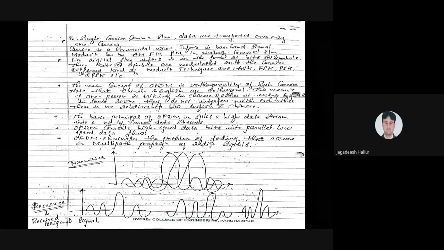I told you there are two carriers. One is a sinusoidal and one is a digital signal. The carrier is a sinusoidal wave. Information is a baseband signal. Sinusoidal wave is nothing but what? Information is baseband. What is the main meaning of baseband? There is no modulation, as it is.